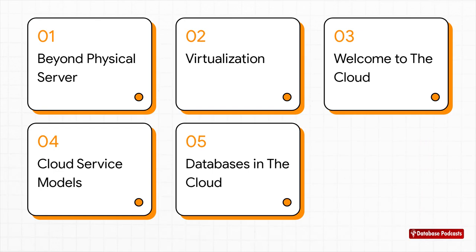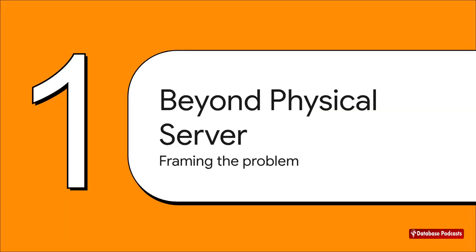All right, so here's our game plan. We'll kick things off by looking at the problems with physical servers. Then we'll get into the magic of virtualization. From there, we'll scale it all the way up to the cloud, break down the different ways you can use it, and finally tie it all together to see what this means for the databases we use every day. So let's start at the beginning.